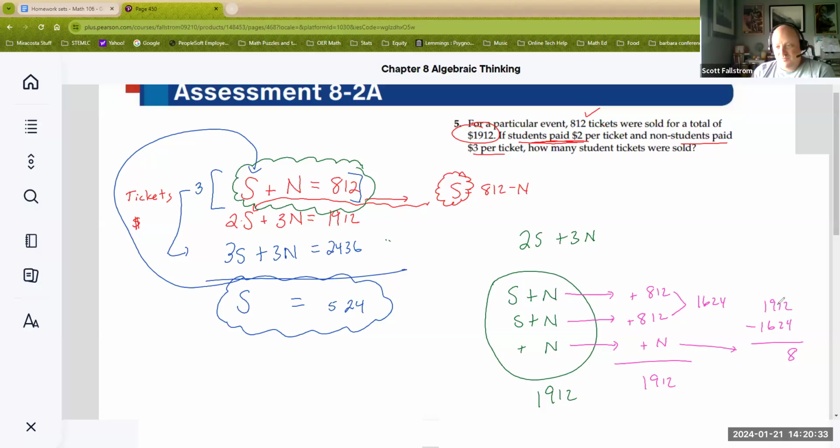I'll do the traditional approach. I know some of you still prefer that one. Okay, this becomes a 10. This becomes an 8. And I get 288. 288 would be the number of non-student tickets, and put that back in, and I know the total had to be 812, and I can figure out how many there are student tickets. So there's the approach.